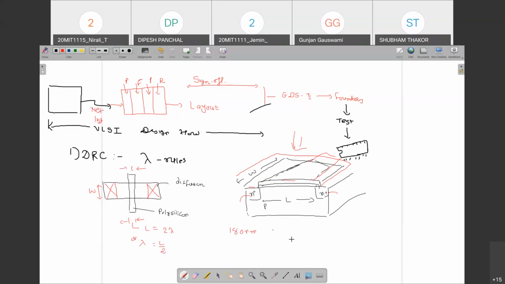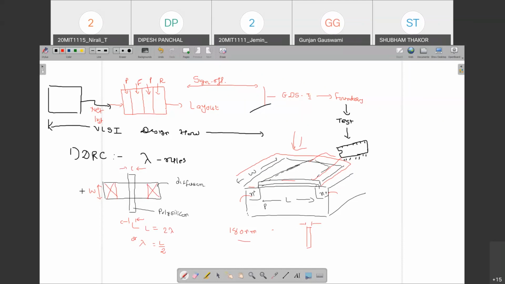Somehow, if you design a layout and keep only 1 lambda, that is for 180 nm you keep only half of this value, which is 90 nm, there will be a DRC error once you run the DRC check. So for the minimum channel length, the foundry expects you to keep 2 lambda.